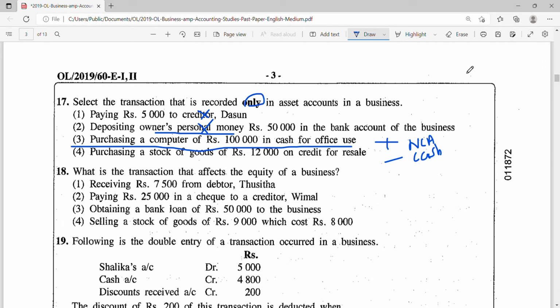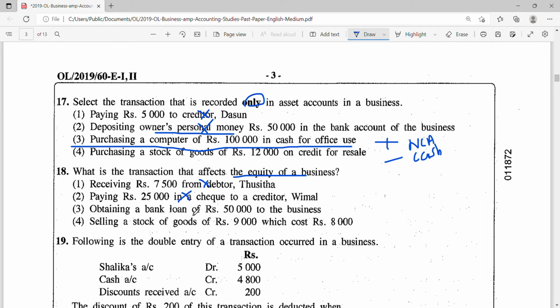Question 18. What is the transaction that affects the equity of a business? Now you need to find the transaction which affects equity. They don't say only equity. As long as the transaction has some kind of an impact on equity, it will be the correct answer. Answer 1. Receiving rupees 7,500 from debtor Tusita. So if the debtor paid, debtor will reduce, cash will increase. No impact on equity. So that is incorrect. Paying rupees 25,000 in a check to a creditor. Here creditor balance will decrease, cash will decrease, but no change on equity.